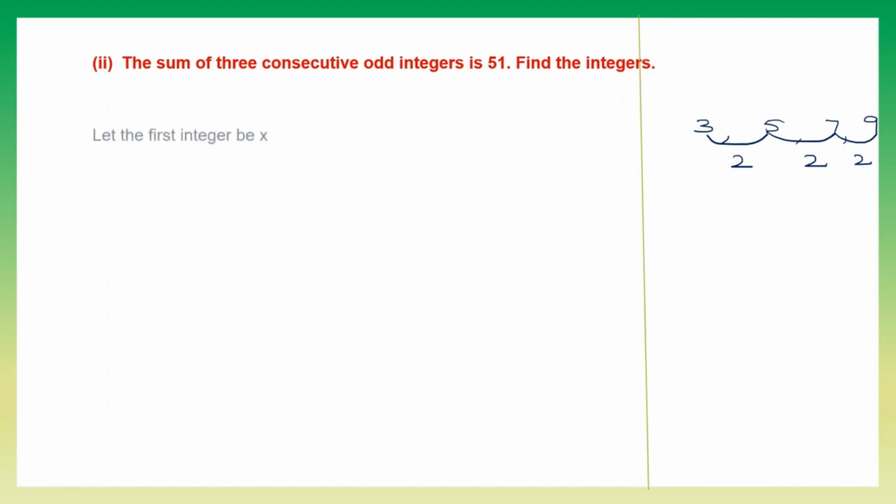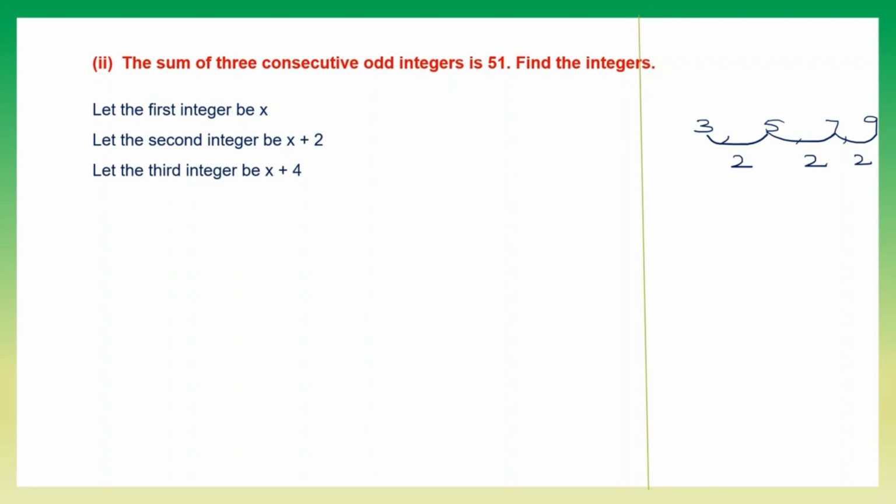So let's begin. So let the first integer be x, second will be x plus 2, third will be x plus 4. Okay, just like the even numbers. Now the sum of all three. So sum of all three means the first integer is x, the second one is x plus 2, and the third one is x plus 4. So the sum of all this according to the question is 51.